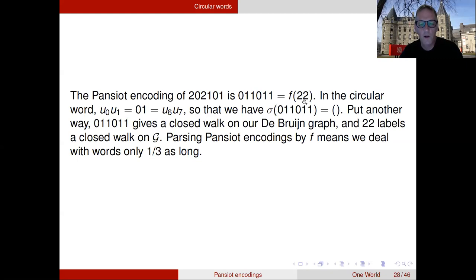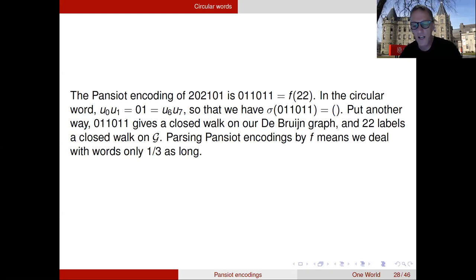F just counts ones, right? 22. In the circular word, u0, u1, which is 20, is the same as if I come out to the sixth position: 0, 1, 2, 3, 4, 5, 6. And here's the seventh. So u0, u1 is 0, 1. That's the same as u6, u7, which means that sigma of 011011 has to be the identity. If you have a circular word, you have to go around and come back where you started. So sigma of 011011 has to be the identity permutation.